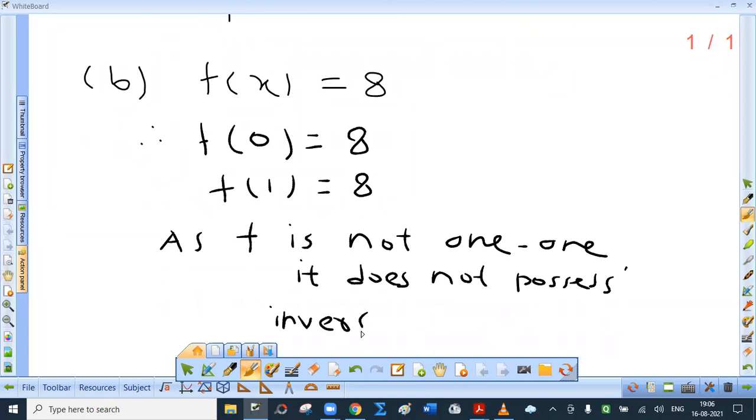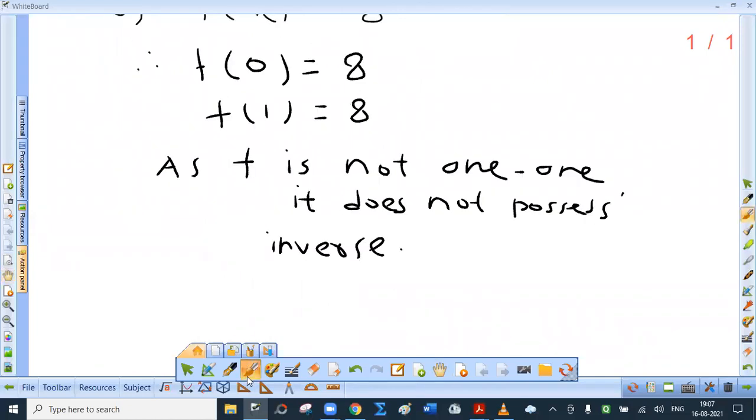Can you draw the graph of this function? Yes, a function is usually taken as y equal to f of x. So y equal to 8. y equal to 8 is a line which is parallel to the x-axis and above the x-axis. You had done this part in 9th or 10th standard. So this is B part.